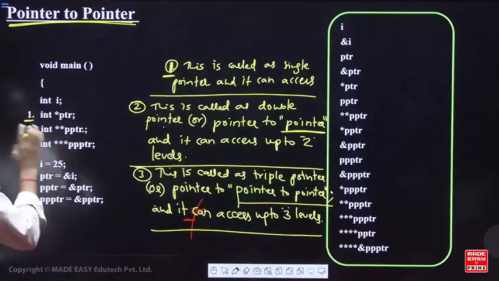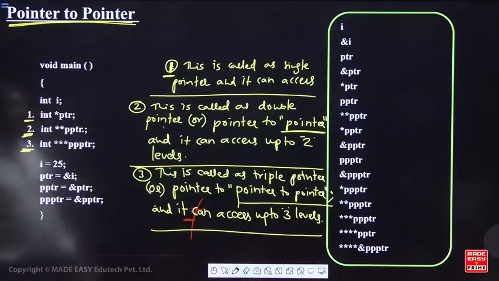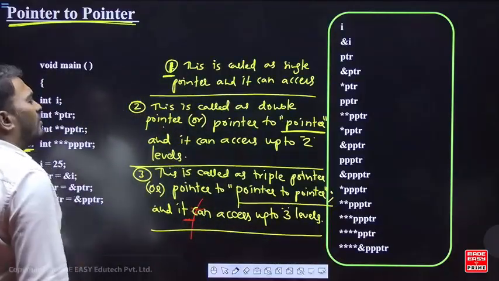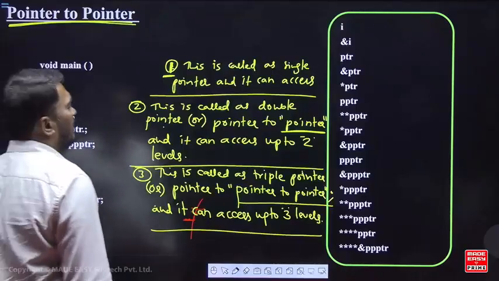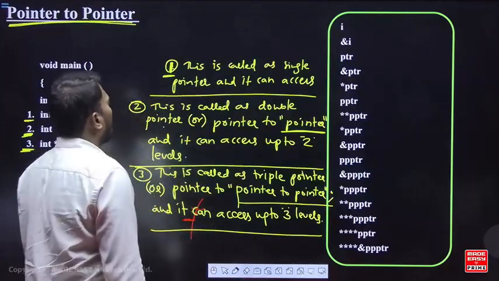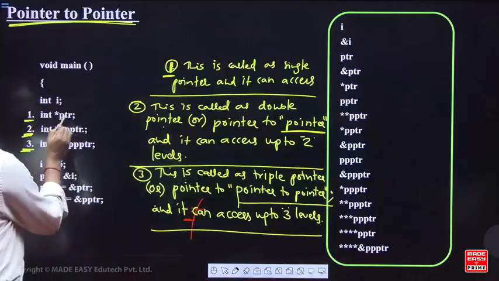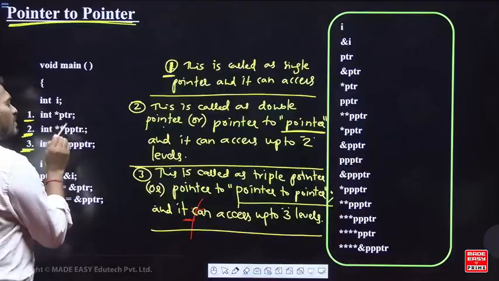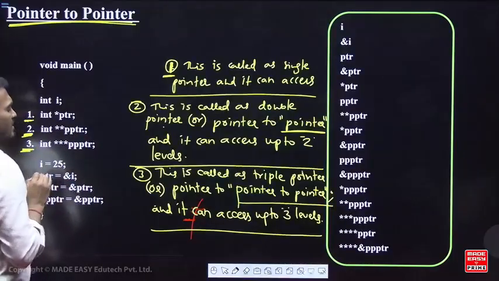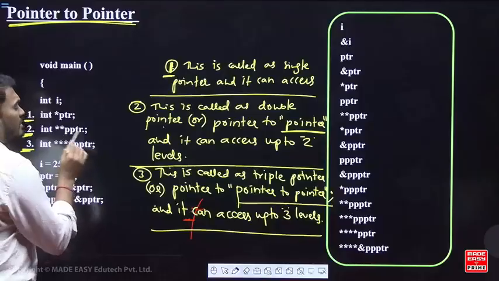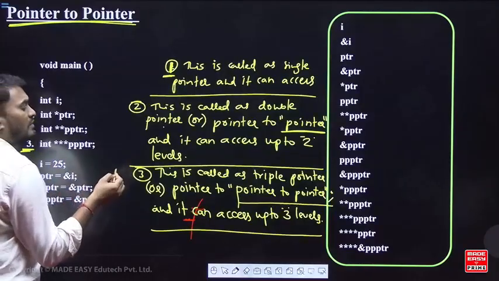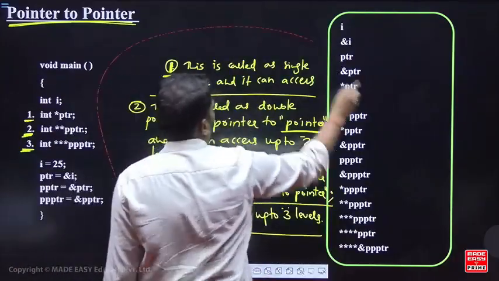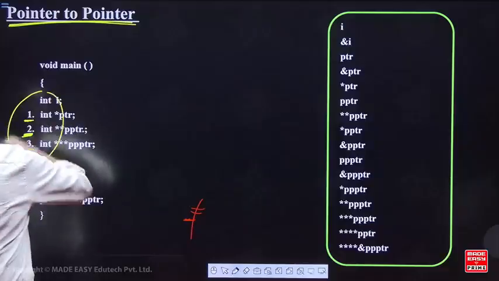Right. So understand here, this is all important, just listen carefully. I will explain all this, next you will solve GATE questions immediately, which will represent what is the meaning of that. So this is important. The first one is called a single pointer, it can access up to 1 level. The second one is called a double pointer or pointer to pointer, it can access up to 2 levels. And the third one is called a triple pointer, or also pointer to pointer, it can access up to 3 levels. So what is the meaning of this? You will understand. So I am just removing that.